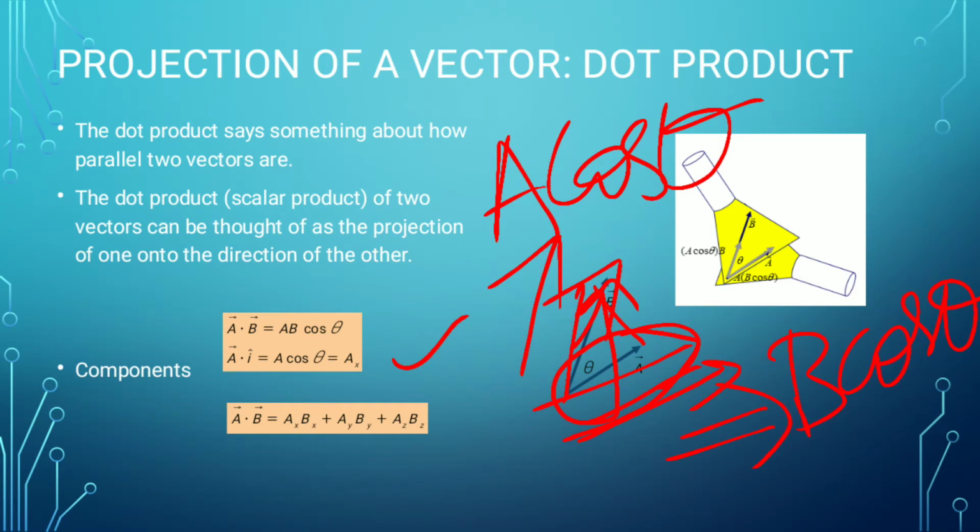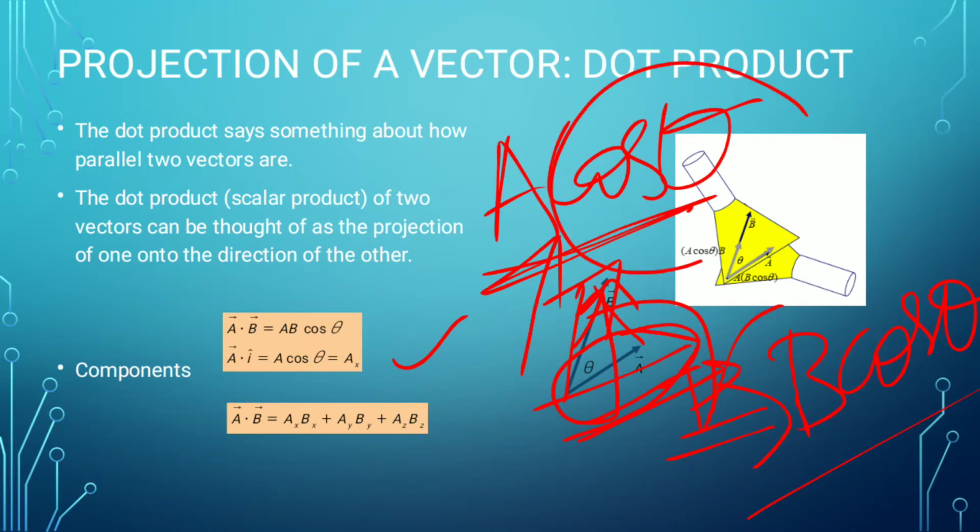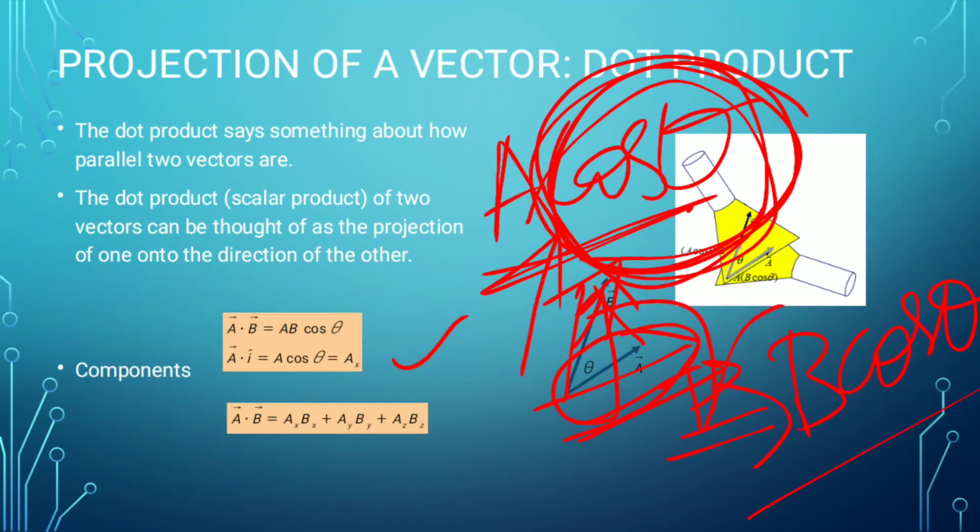Okay, so projection of A over B, in the sense, we are having A cos theta. Projection of B over A, we will get B cos theta. Here, see carefully, we are having cos theta. What does this cos theta represent? In our last video, we have seen how this cos theta came.